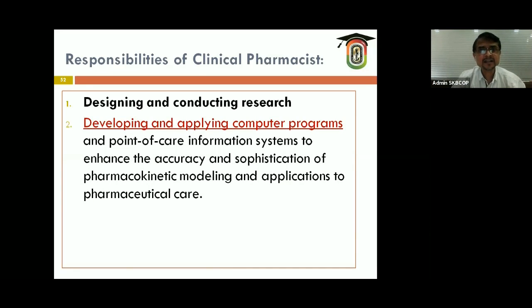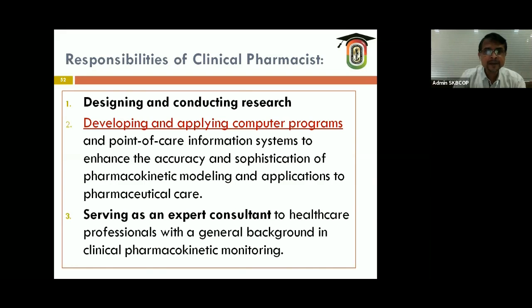Then another additional responsibility could be developing and applying computer programs and point of care information systems to enhance the accuracy and sophistication of pharmacokinetic modeling and applications of pharmaceutical care. Now since computer systems are there, there is a lot of software in existence. So the pharmacist can take help of computer programs and software, and whatever information the clinical pharmacist has, he will add to that particular system, so that it would be helpful for him, the patient, physicians and all other healthcare professionals for pharmaceutical care.